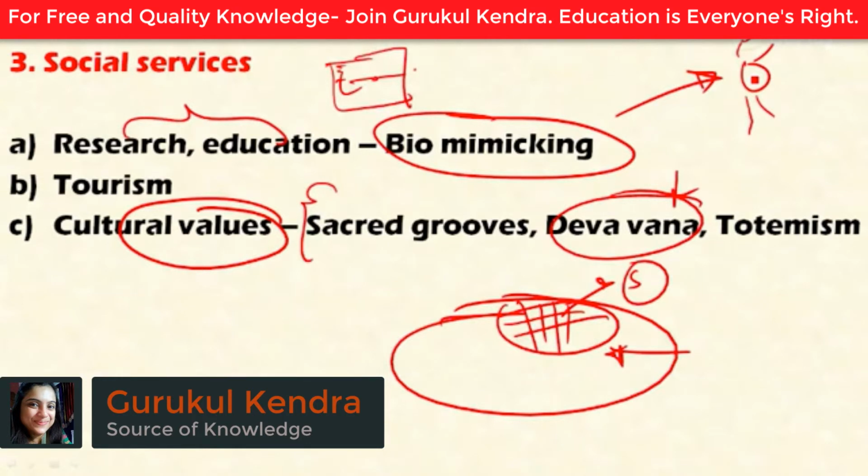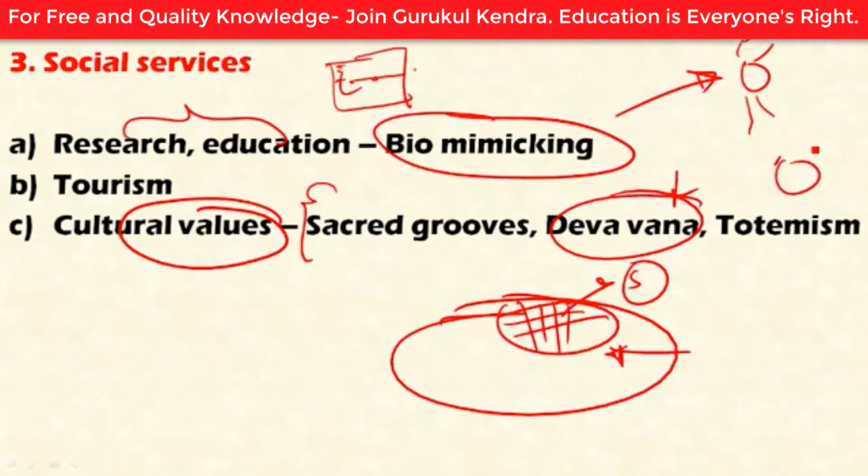And certain tribes consider some animal species, for example tortoise or any form of fish or tiger, as their ancestors. So they believe that they trace their ancestry from those animal species. This phenomenon is called totemism. They worship those species, protect them from extinction, and help in their reproduction. So this also provides a religious function for human beings. So these are all the services provided by biodiversity.